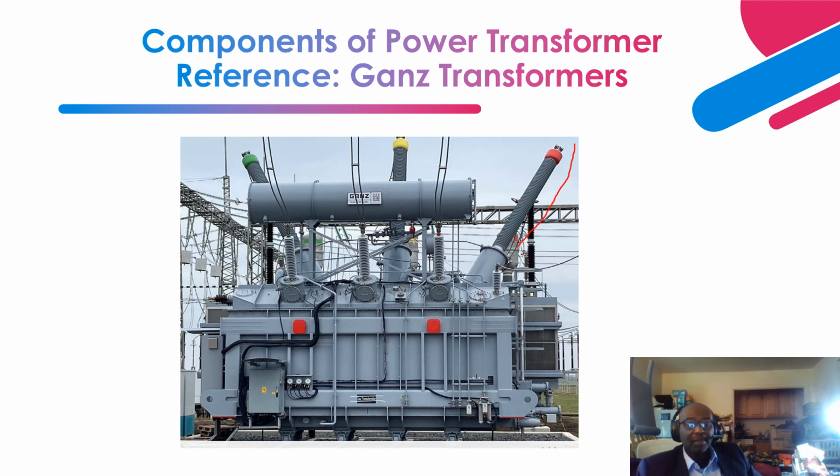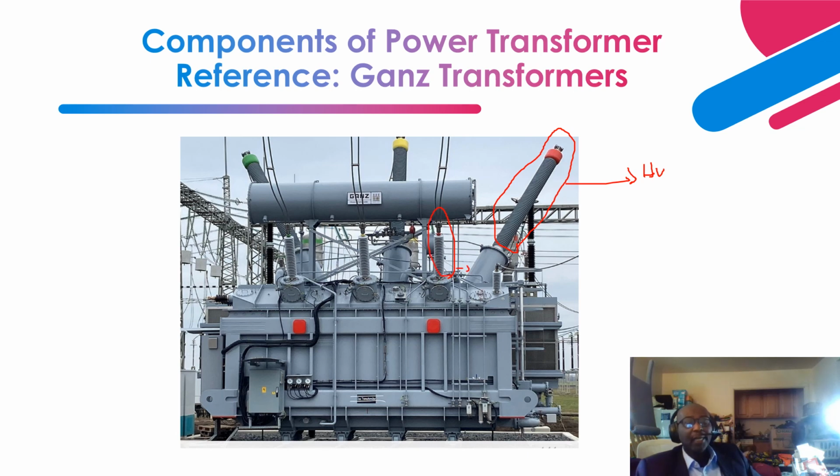Okay, so externally, this is the high voltage bushing, and this is how you can differentiate between the high voltage bushing and the low voltage one. It's based on the size. As you can see, this one is far bigger than this one. So this is the low voltage bushing, and this is the high voltage bushing, right?